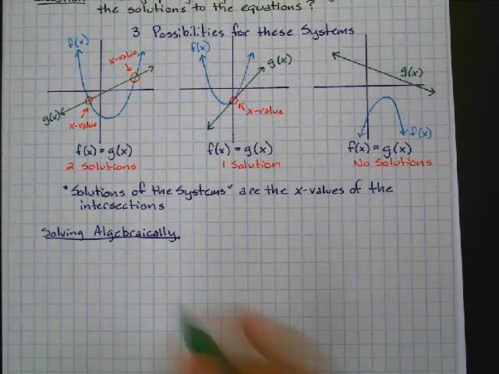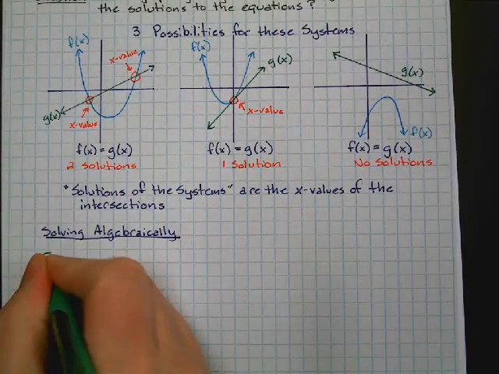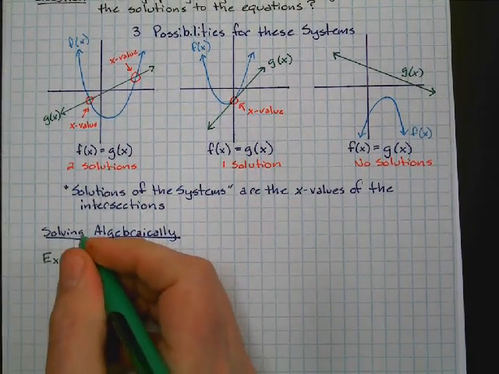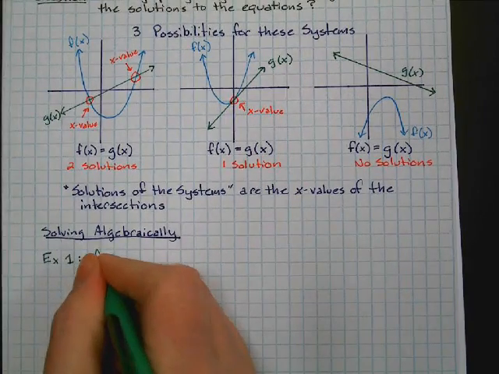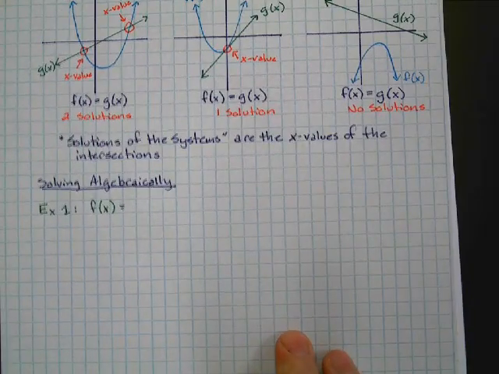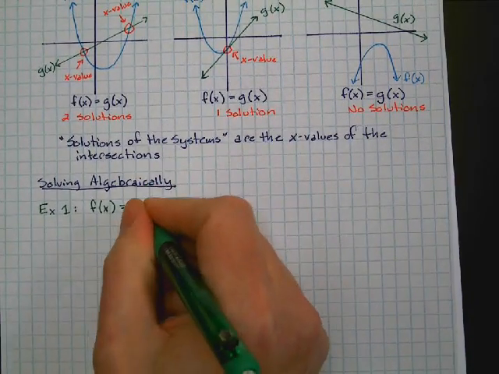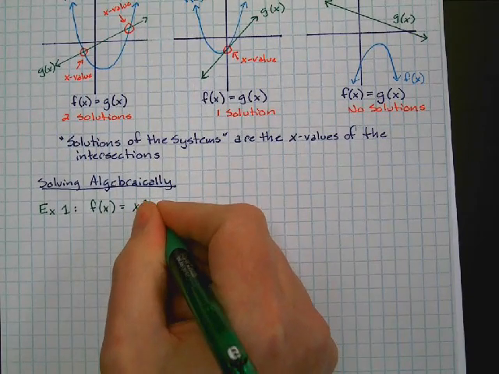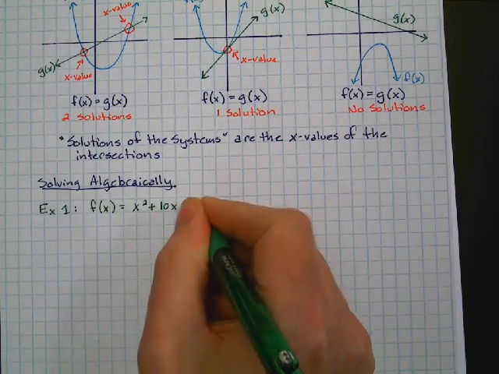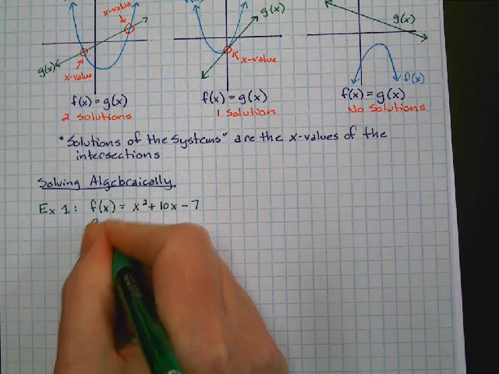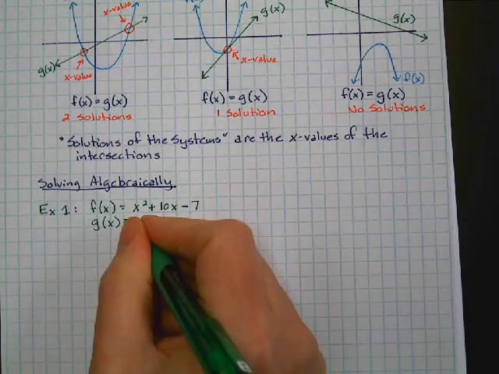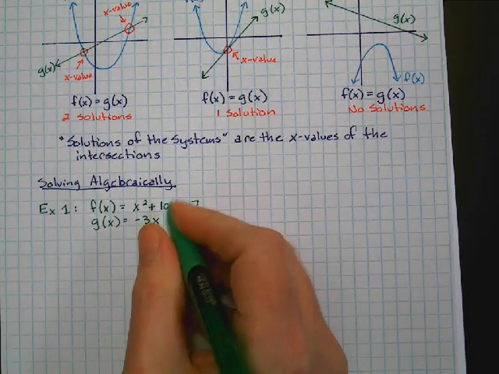Start with example 1. We're going to say that f of x is going to be equal to x squared plus 10x minus 7. And g of x is going to be equal to negative 3x minus 7.